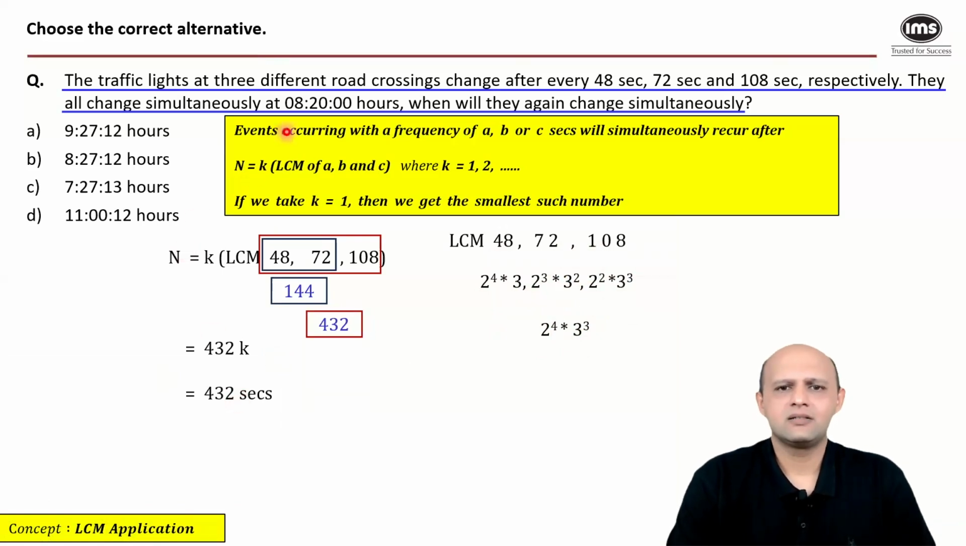Now what is asked is when will they again change simultaneously? Convert this to minutes. Divide by 60. When you divide this by 60, you get 7.2 minutes. Okay, that's the answer. So 7.2. But now 7.2 meaning 7 minutes, 0.2 minutes. 0.2 minutes meaning how many seconds? 0.2 times 60 is 12. So 0.2 minutes would mean 12 seconds. So if you add 7 minutes 12 seconds to 8:20, what would be the answer? The answer would be option B.